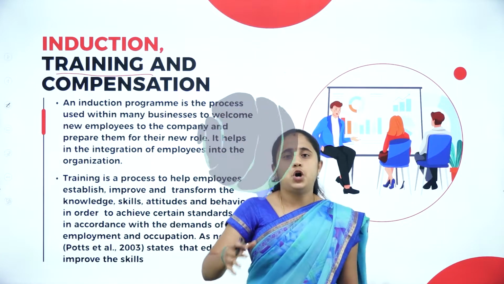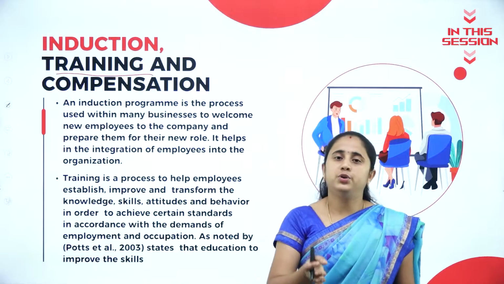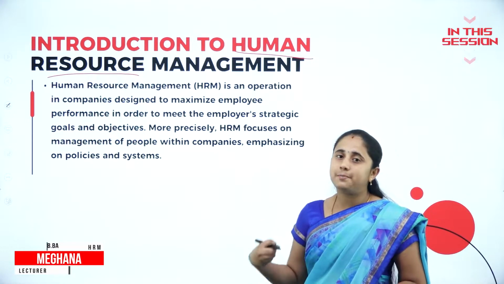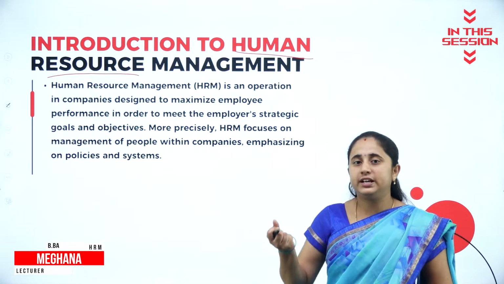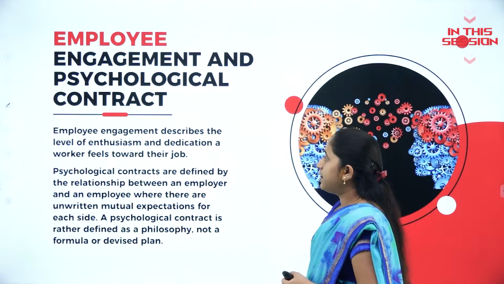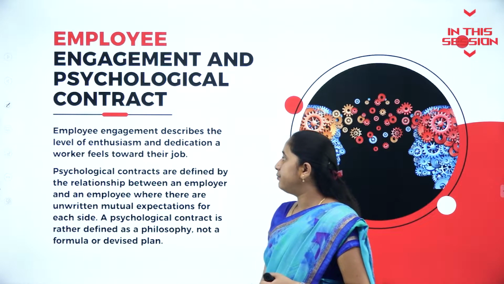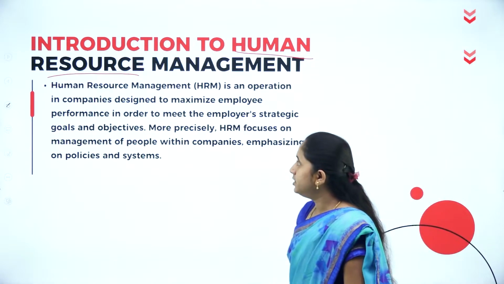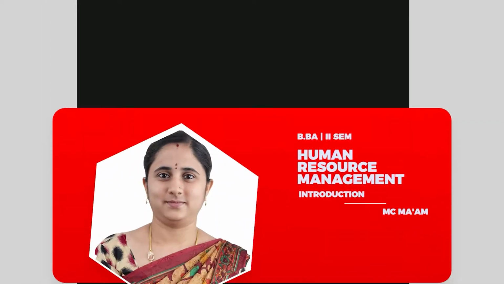So training is not only essential for the new employees, it is also needed for the existing employees. Human resource management helps to get maximum and better results, or it helps to increase the efficiency of the employee. Employee engagement describes the level of enthusiasm and dedication a worker feels towards their job. Human resource management is an operation in a company designed to maximize the employee's performance.